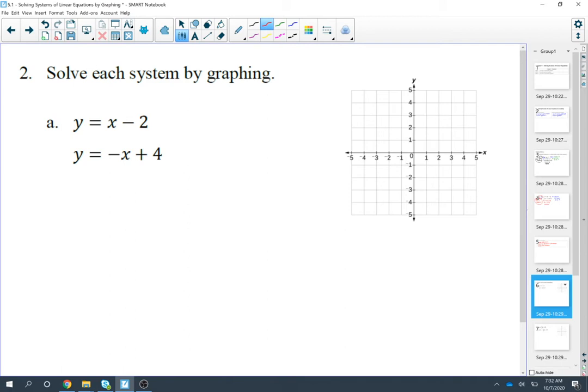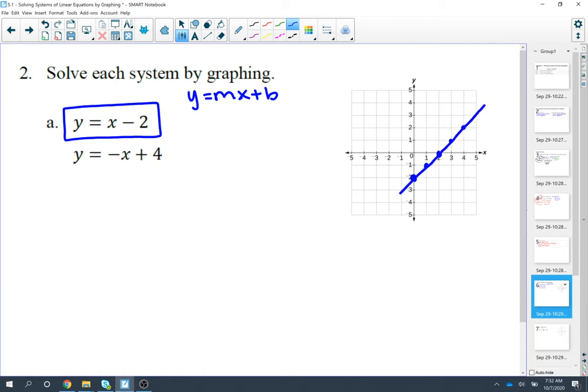Example 2, letter A, solve each system by graphing. So we have, first of all, y equals x minus 2. Now, keep in mind, when we do this, we have y equals mx plus b. M is your slope, b is your y-intercept. So if I'm looking at my first one, my y-intercept is -2, and my slope is 1. So that would be up 1 over 1, up 1 over 1. And then we could draw our line, and that's our first graph.